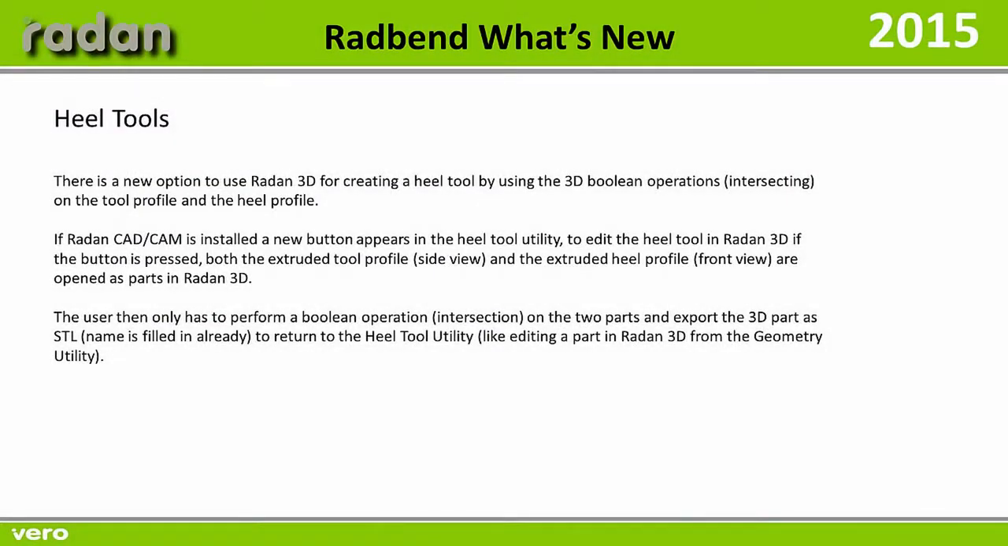Heal tools. In Radbend 2015 there is a new option to use Radbend 3D to create heal tools by using 3D Boolean operations on the tool profile and the heal profile. If Radbend CAD-CAM is installed, a new button appears on the Heal Tool utility, allowing you to edit these profiles in Radbend 3D. Once you have completed your edit, the user then just exports this model from Radbend 3D as an STL file and overwrite the existing tool geometry.